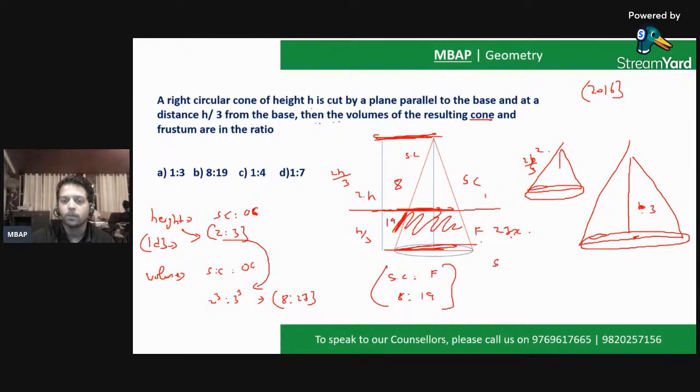The ratio of volume of the smaller cone versus the original cone would have been 8 is to 27. But the question is not about a bigger cone. The question is only about the ratio of smaller cone and the frustum. So you'll mark which option? You'll mark option number B, which is 8 is to 19. Is this clear to all of you who are available live on the channel?